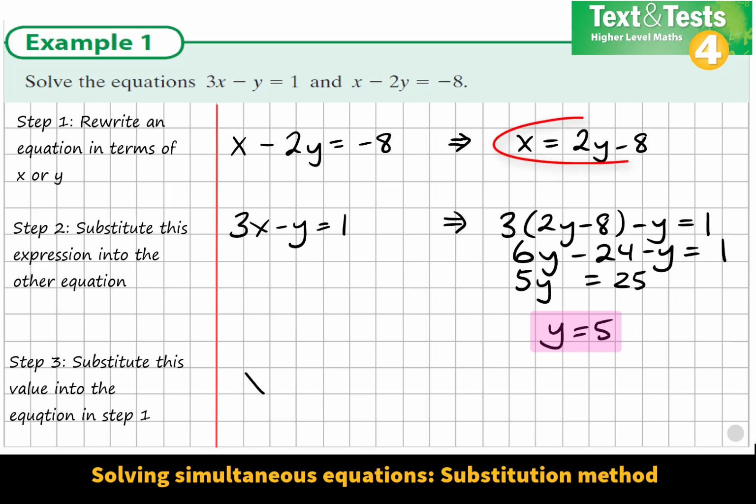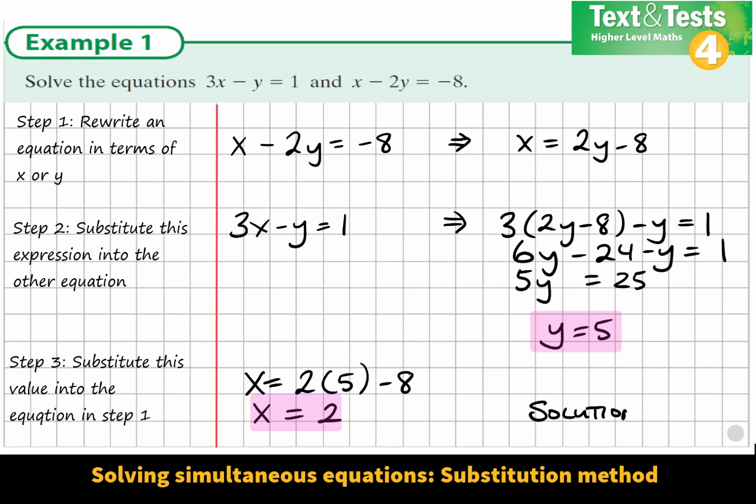Now the final step is I'm going to take this y is equal to 5 and sub it back into the rewritten equation in part 1. So x equal to 2y minus 8. I'm going to sub in the value y is 5, so that's 2 times 5 minus 8, so x is equal to 2. So that's the substitution method.